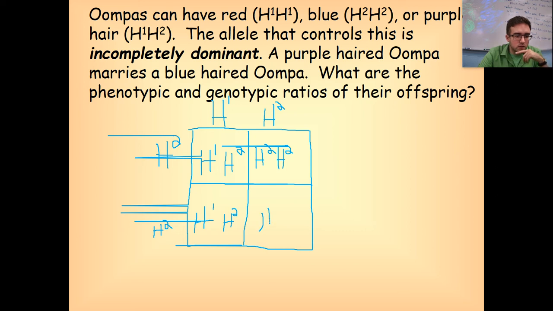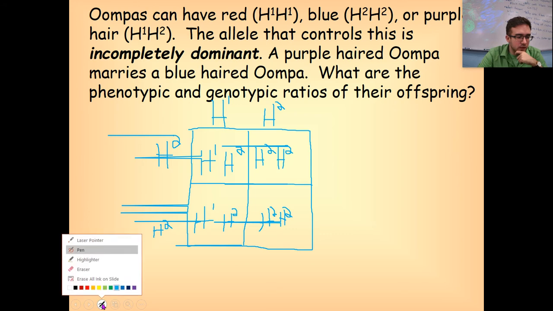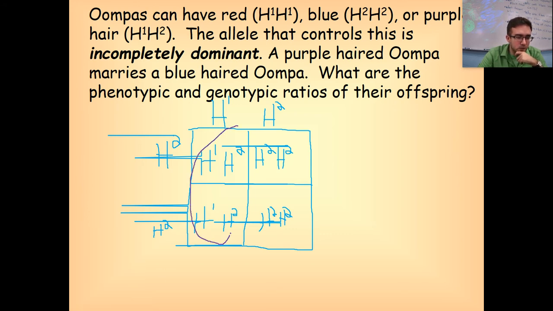H2. So then in the end, what we get is half of our boxes are purple, right? Half of these boxes here are going to be purple because we have the H1 and the H2 in there. And the other half, just the H2, is going to be blue. So all of these guys over here are going to be blue.